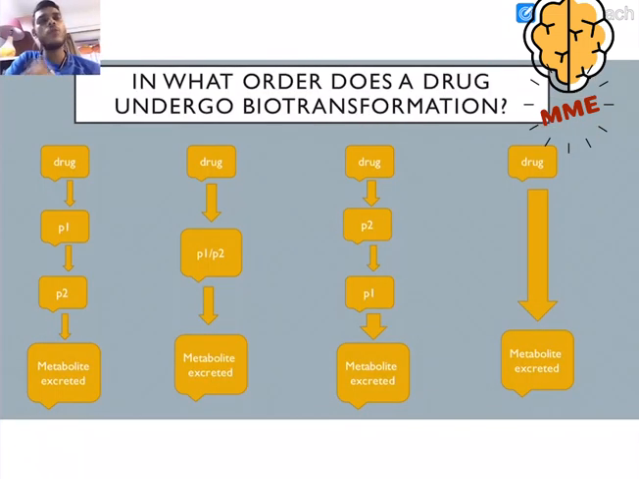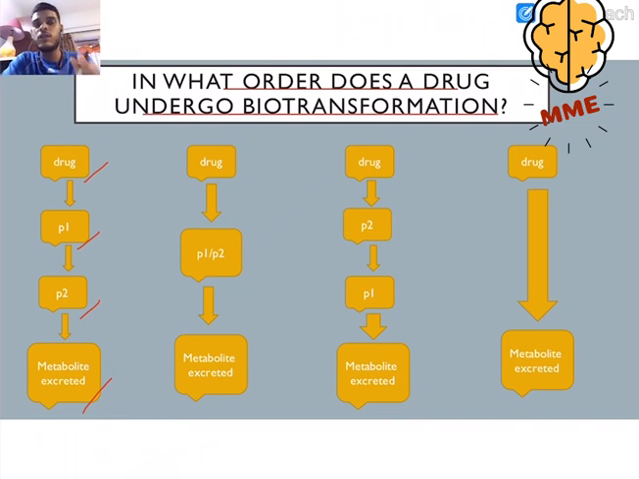Okay, my friends, one more very pertinent question here is, what particular order does a drug follow while it is undergoing biotransformation? Well, I would like to tell you that there is no particular thumb rule that every drug we administer to a patient will undergo biotransformation in a specific order. By specific order, I mean, for example, here, after the drug is administered, it undergoes phase 1, phase 2, and finally it is excreted.